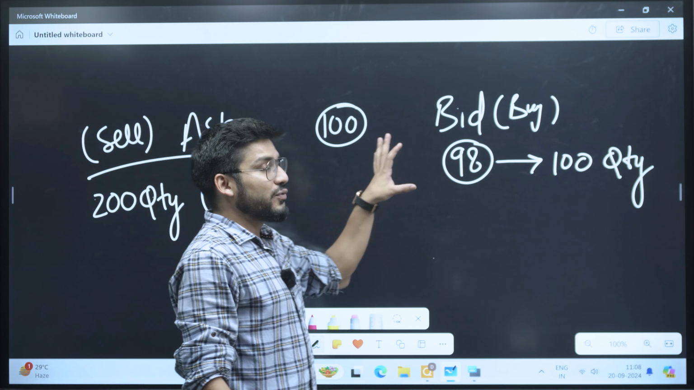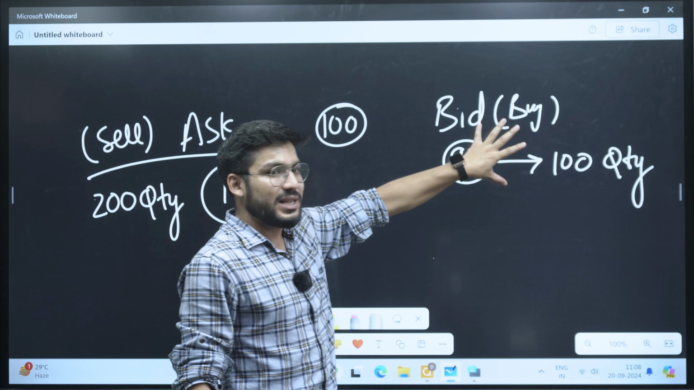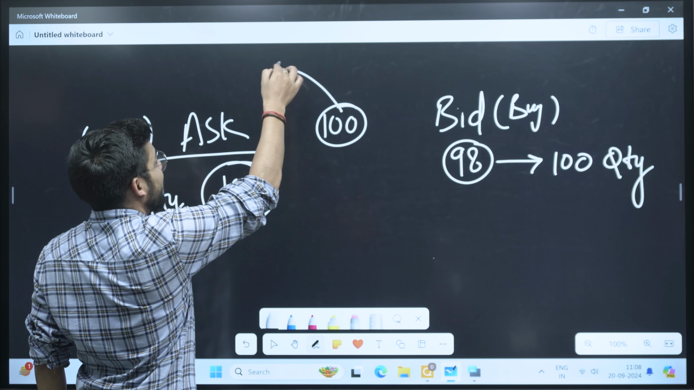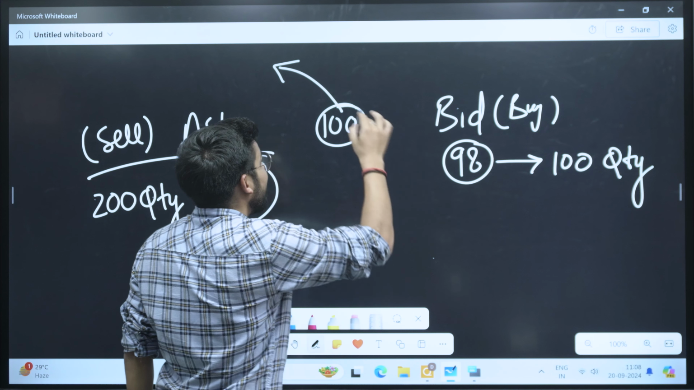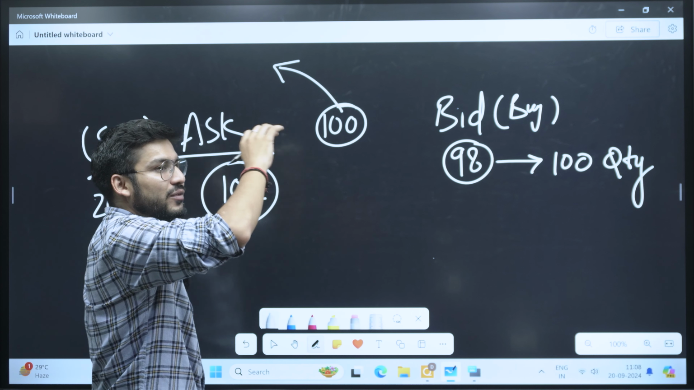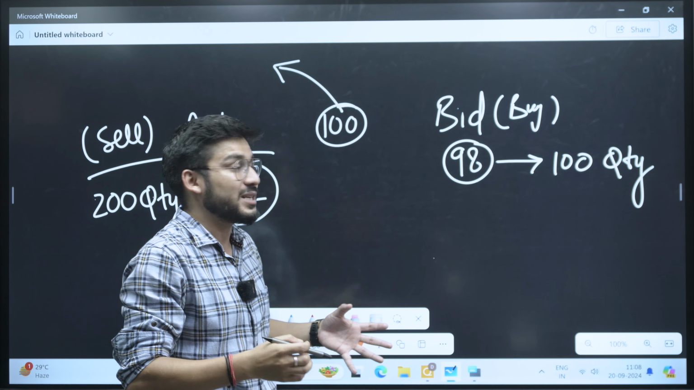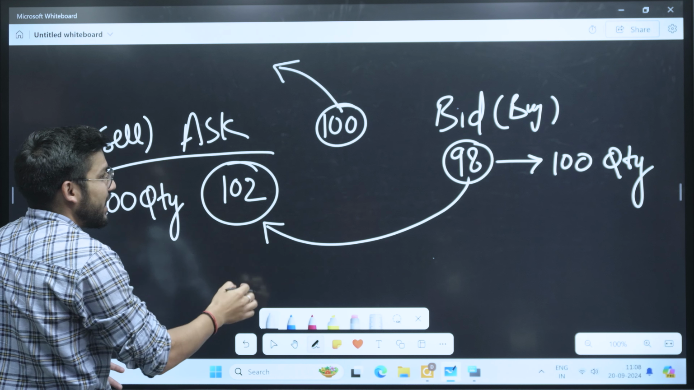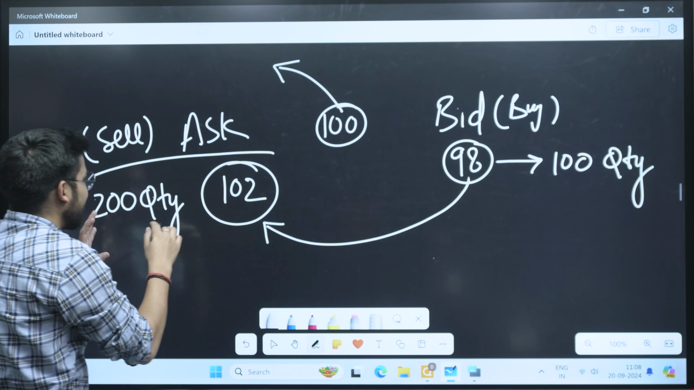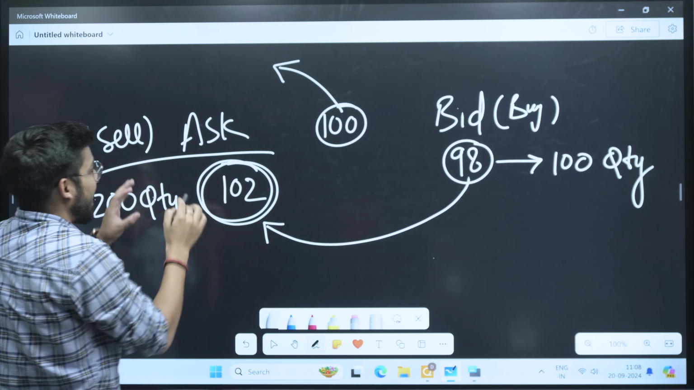Now at any point of time, if the buyer thinks that the market can go in the upward direction and it will not come down to 98, right? It will go from 100 to 105 and 110. They have strong sentiments. So what they will do, they will go directly here and buy their 100 quantity at this price. That was the ask price, right?